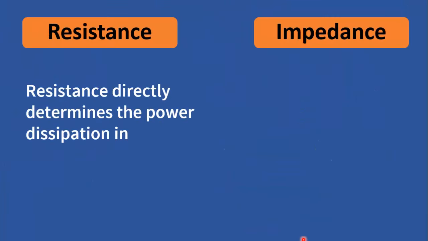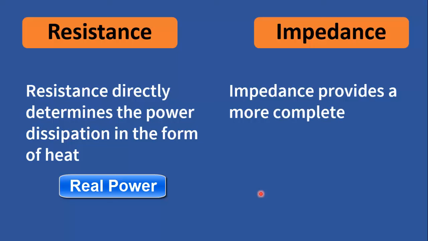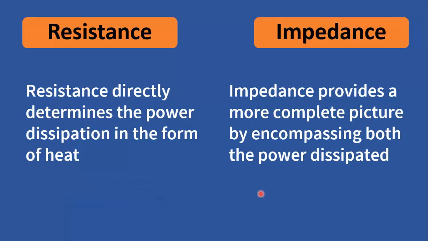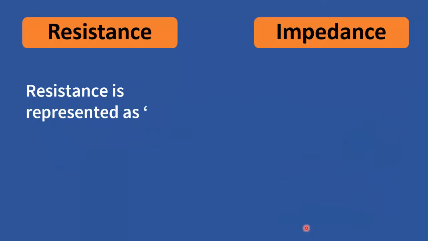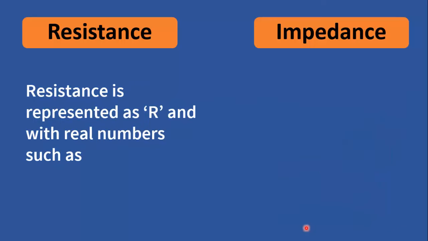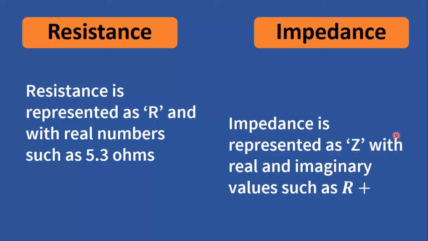Resistance directly determines the power dissipation in the form of heat, which is real power, whereas impedance provides a more complete picture by encompassing both the power dissipated, that is, real power, and the energy exchanged, that is, reactive power. Resistance is represented by letter R, and with real numbers such as 5.3 ohms, whereas impedance is represented by letter Z, with real and imaginary values such as R plus JX.